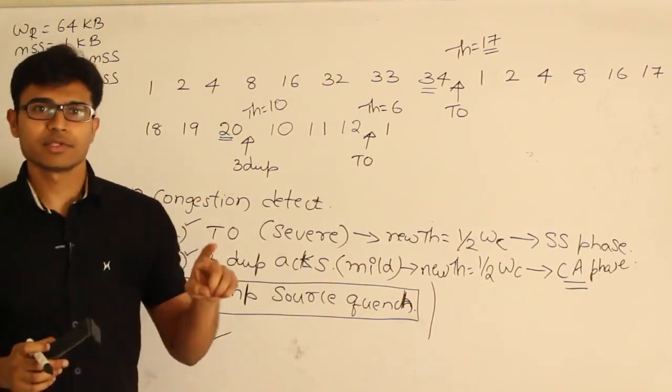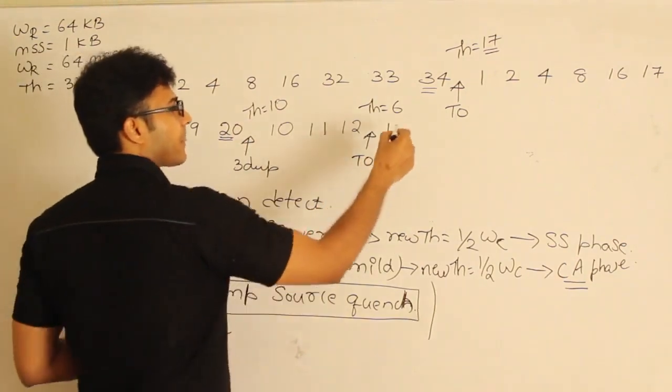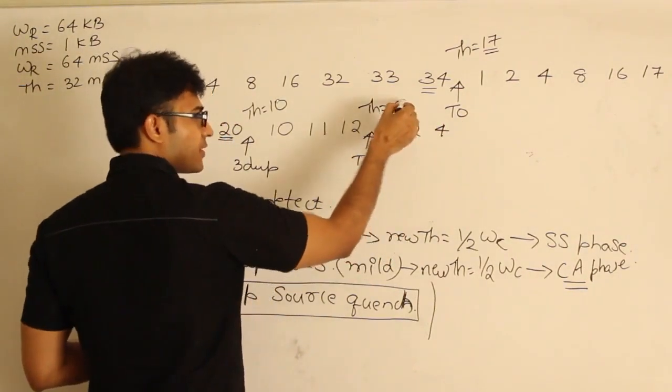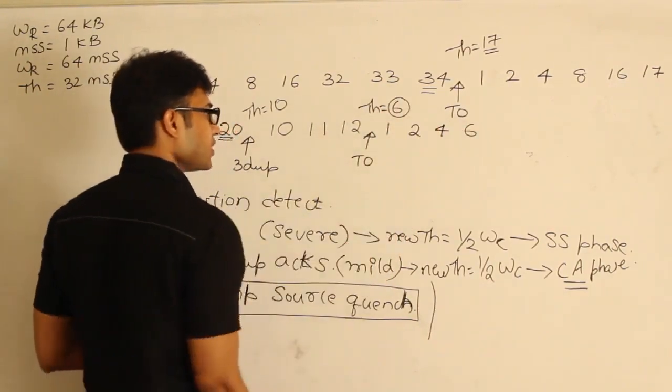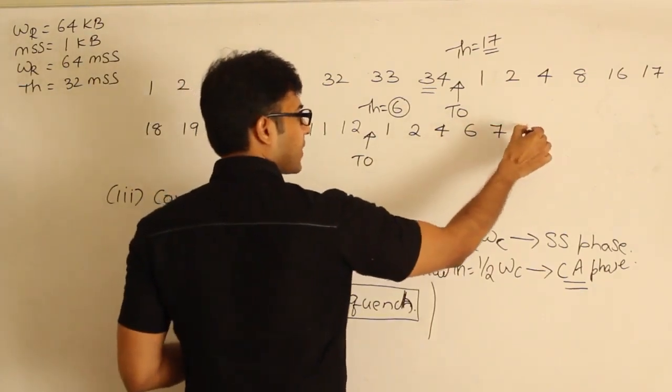They are going to clearly specify in the exam, either it is 1 MSS or 2 MSS, right? 1, 2, 4, next one is 8, but threshold is 6. Therefore you cannot go till 8, you can jump till 6 only. After jumping till 6, you again start with 7, 8.